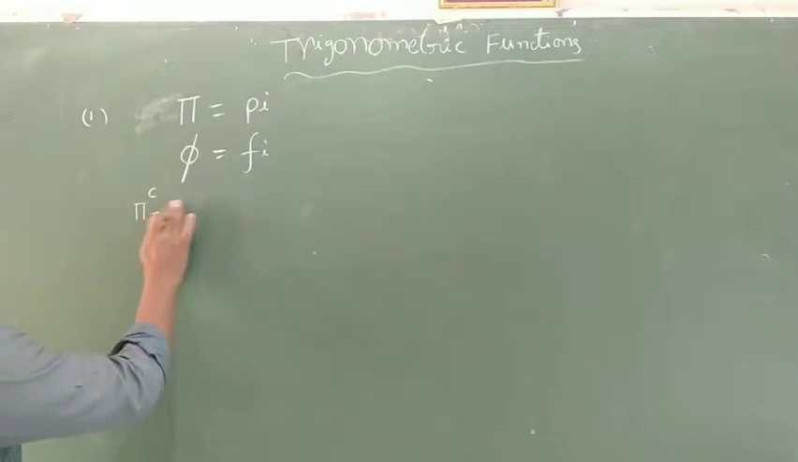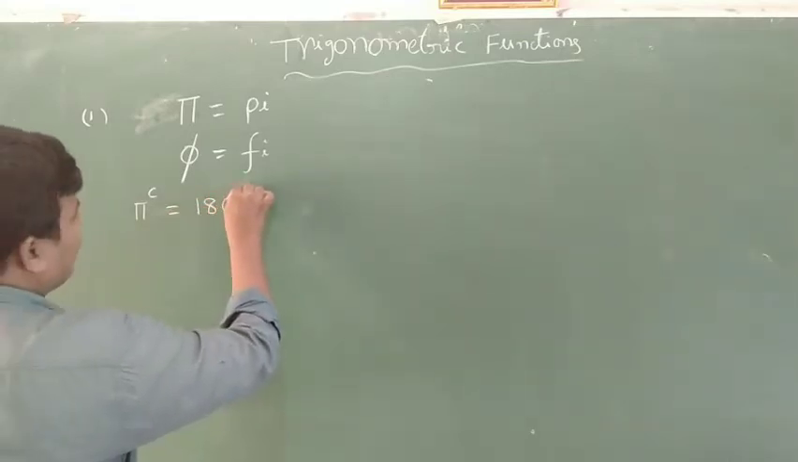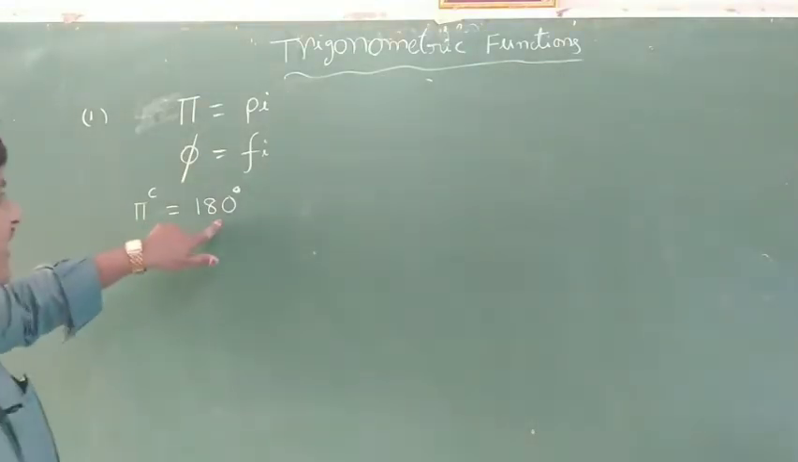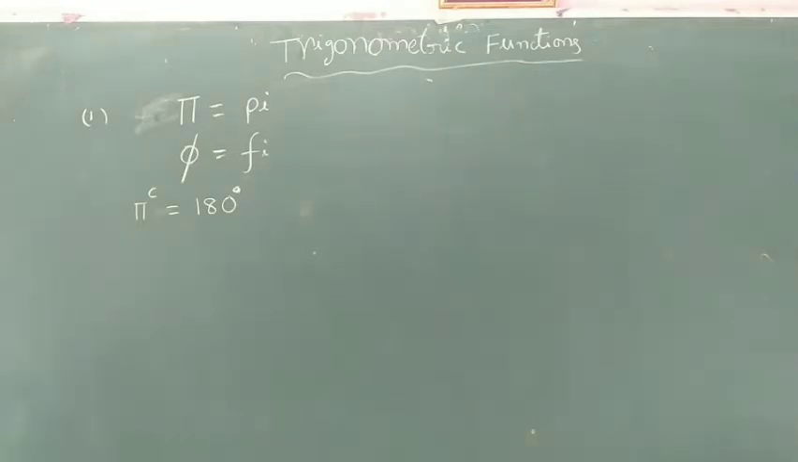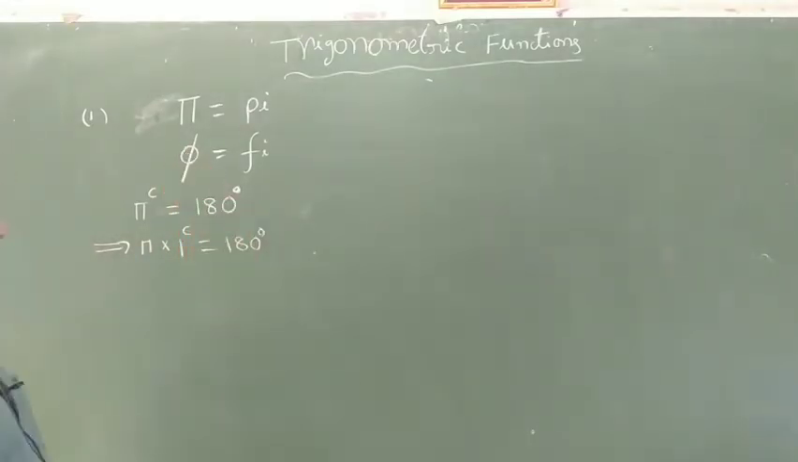Pi radians is equal to 180 degrees. The degree symbol is a small zero. Pi radians is equal to 180 degrees. Pi into 1 radian is equal to 180 degrees.